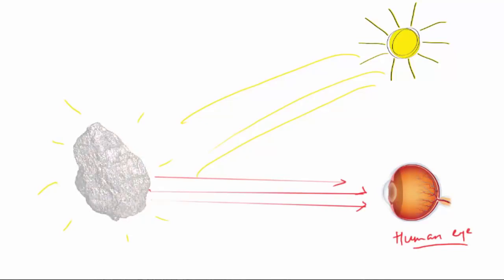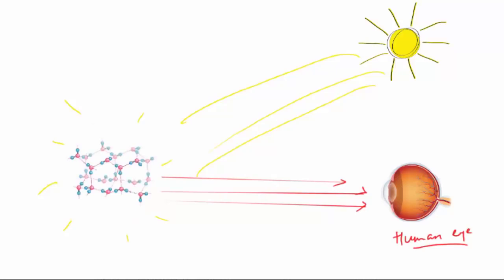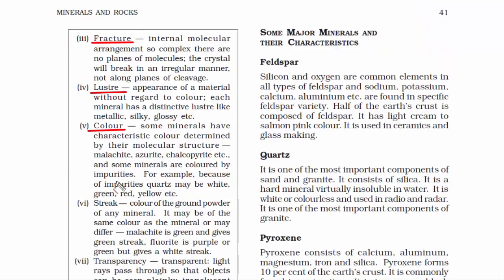Now, depending upon the molecular structure of the mineral's crystals, wavelengths of light are reflected accordingly, and that's how we find the color of a mineral to be white, green, red, yellow. The sixth one is streak.